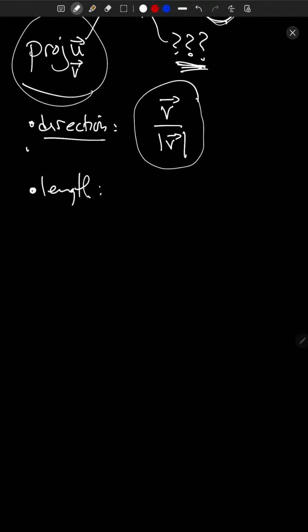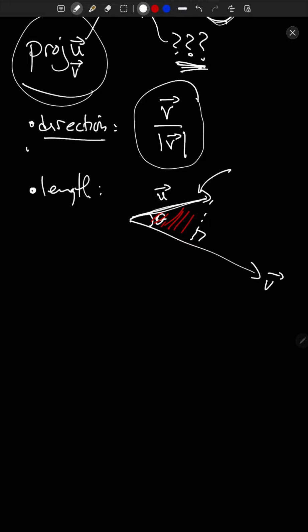So what's the length? Let me redraw the picture here. This angle is theta. This vector is u. This vector is v. And what we have is a right triangle right there. So we're going to use our knowledge of trig. If I look at this length, this is the hypotenuse of my right triangle. The length of this is the length of the vector v.